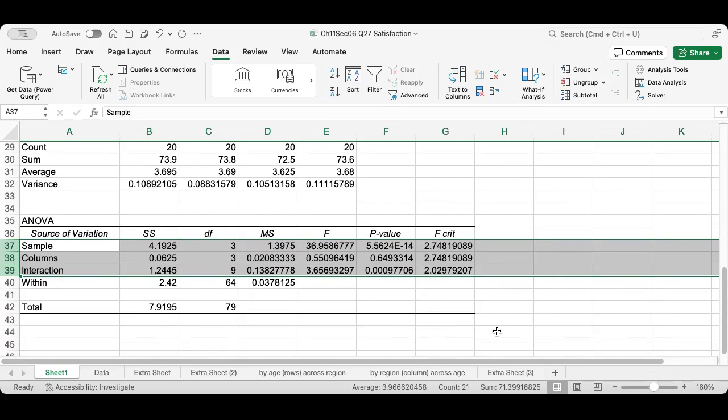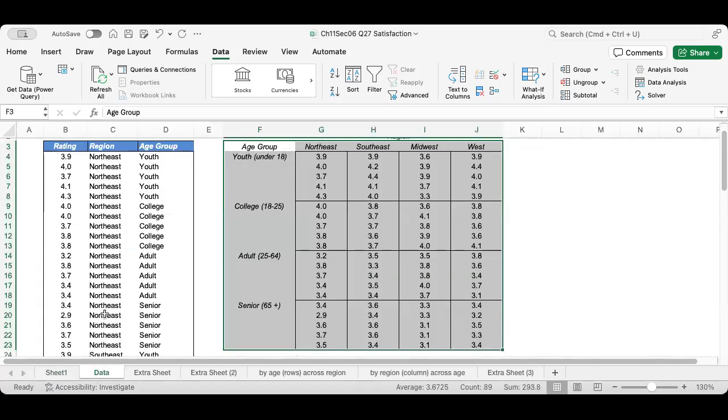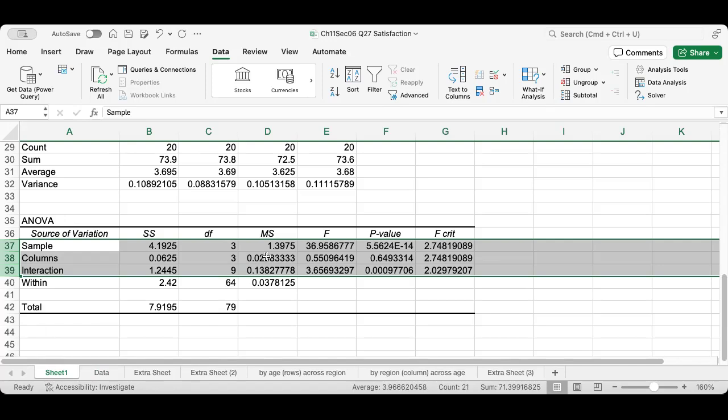What does that mean? Rows were which part of the data? So if I go back and look, rows are age. Age group matters or not? I rejected the null hypothesis. What was the null hypothesis for the rows?